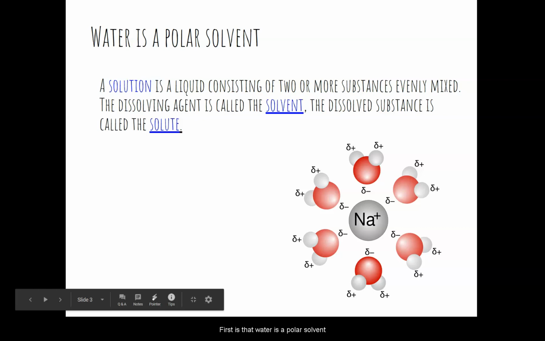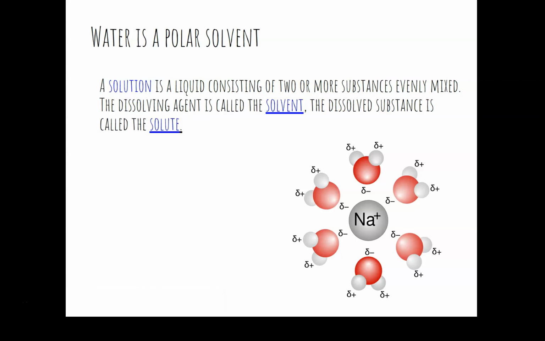The first is that water is a polar solvent. A solution is when you've got a liquid that's got two or more substances and they're evenly mixed. The dissolving agent is called the solvent, and the substance that's dissolved in it is called the solute. Because it is polar, water can dissolve ionic substances, things like salts.